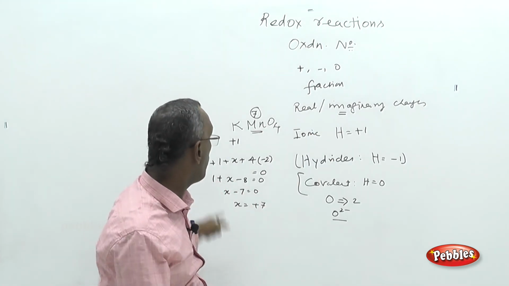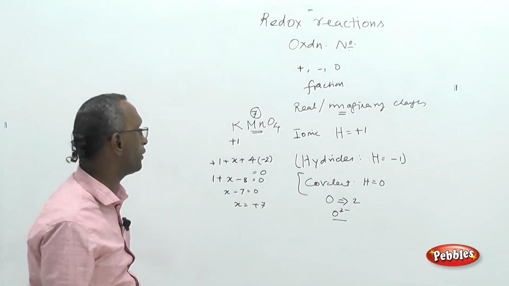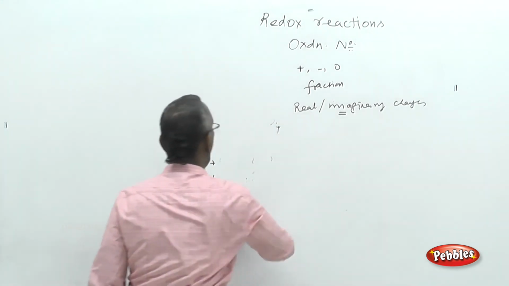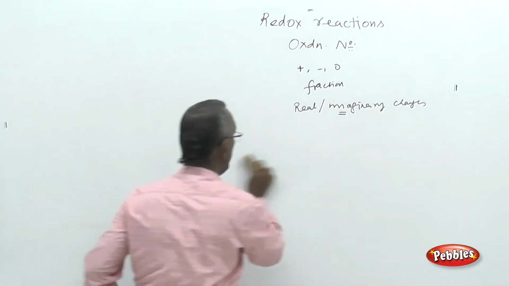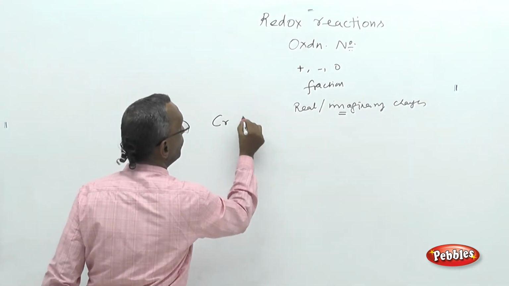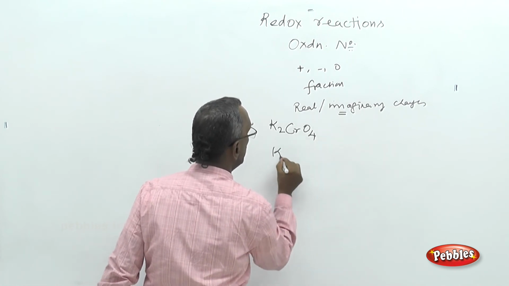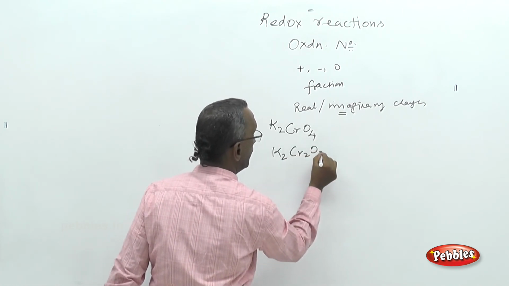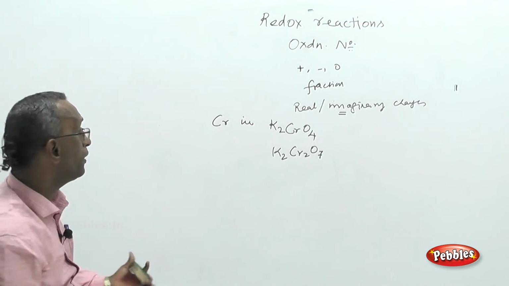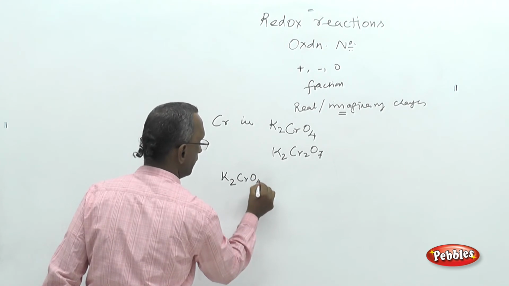Oxidation state means that by the solution of this equation, some number will be assigned to the species. Similarly, you can calculate the oxidation state of chromium. Now let us revise this concept. General question: calculate the oxidation state of chromium in these compounds, K2CrO4 and K2Cr2O7. Calculate the oxidation state of chromium in these compounds in a similar manner.